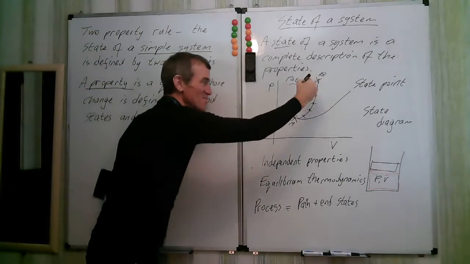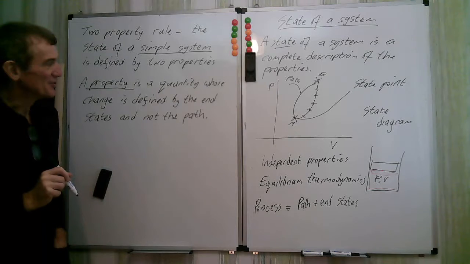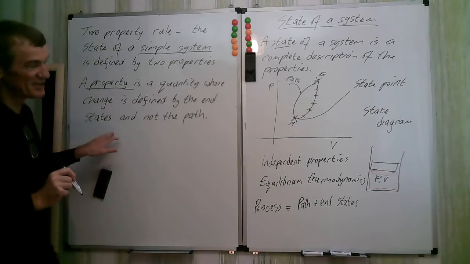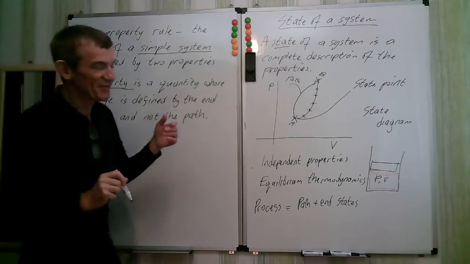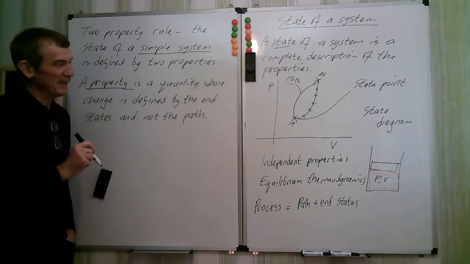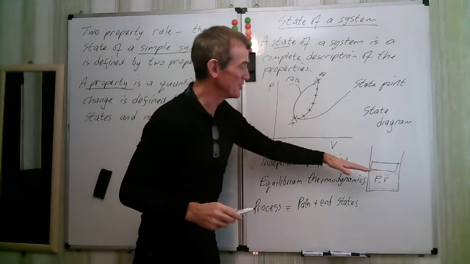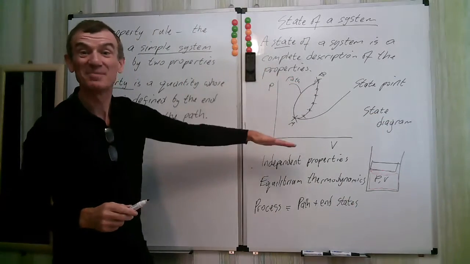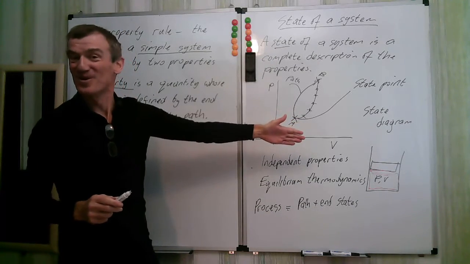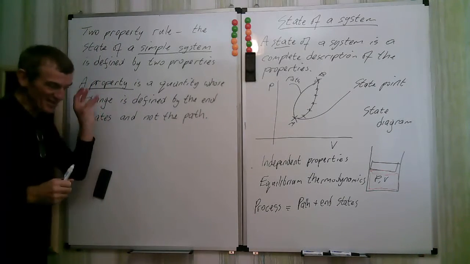So since I've mentioned what a path is on our state diagram, a property is a quantity whose change is defined by the end states only. And we can see things like volume naturally pick that up, don't they? So a change in volume clearly depends only on the endpoints, does it not? You're going to go from, say, VA to VB. The volume doesn't care how you got there. You can just measure the volume when you get there, yes? So that would be defined. That's what we mean by a property. So this is a very precise definition.